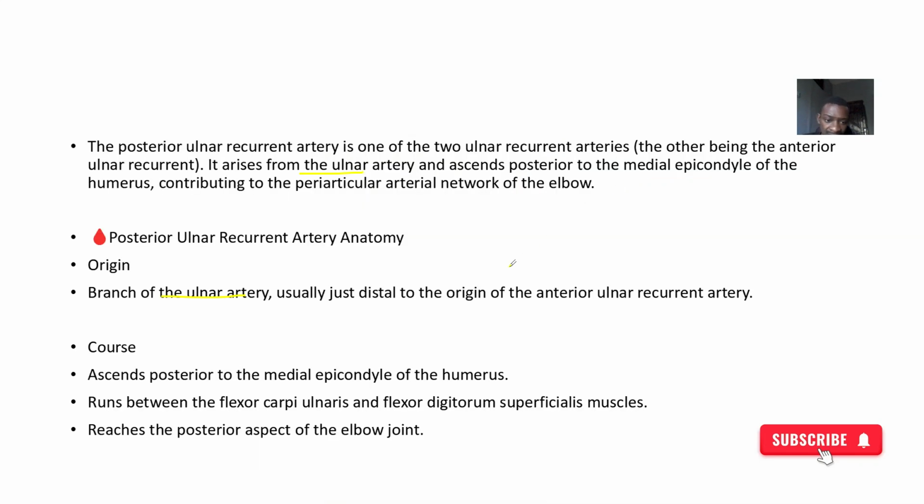So this artery ascends posterior to the medial epicondyle of the humerus, runs between the flexor carpi ulnaris and the flexor digitorum superficialis muscle. So it reaches the posterior aspect of the elbow joint.